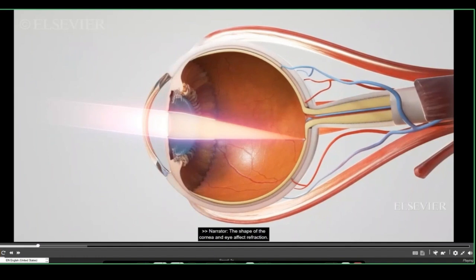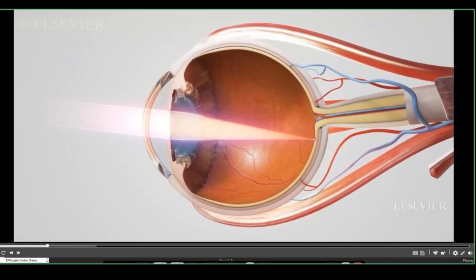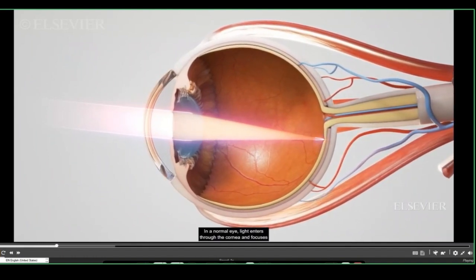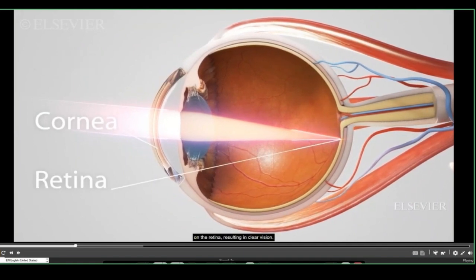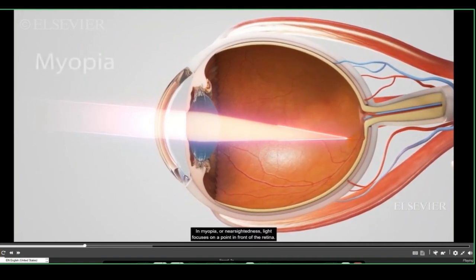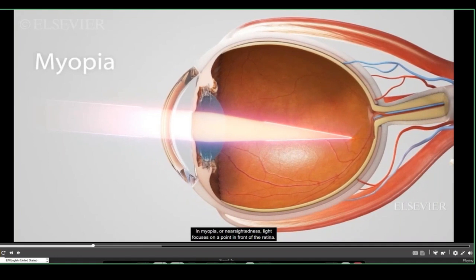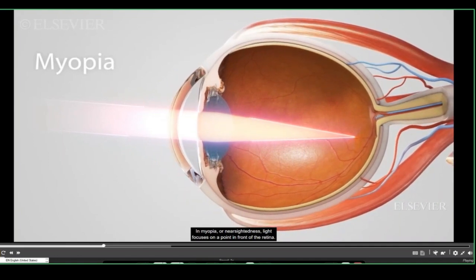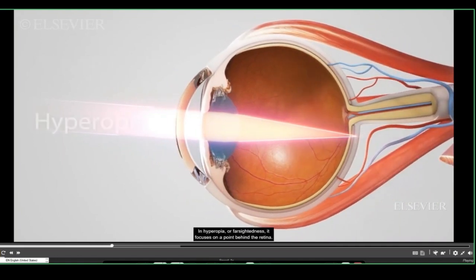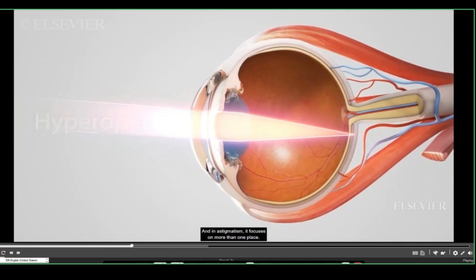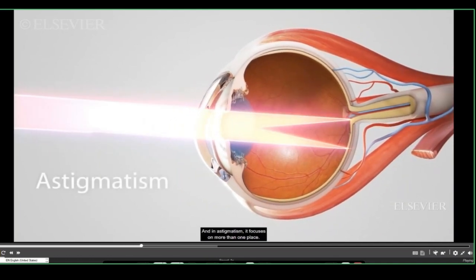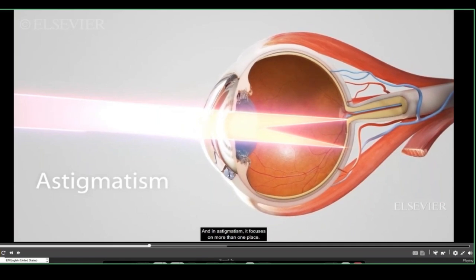The shape of the cornea and eye affect refraction. In a normal eye, light enters through the cornea and focuses on the retina, resulting in clear vision. In myopia, or nearsightedness, light focuses on a point in front of the retina. In hyperopia, or farsightedness, it focuses on a point behind the retina. And in astigmatism, it focuses on more than one place.